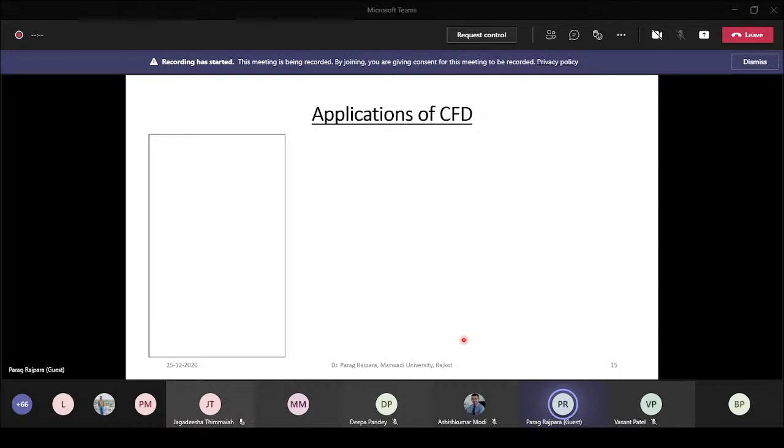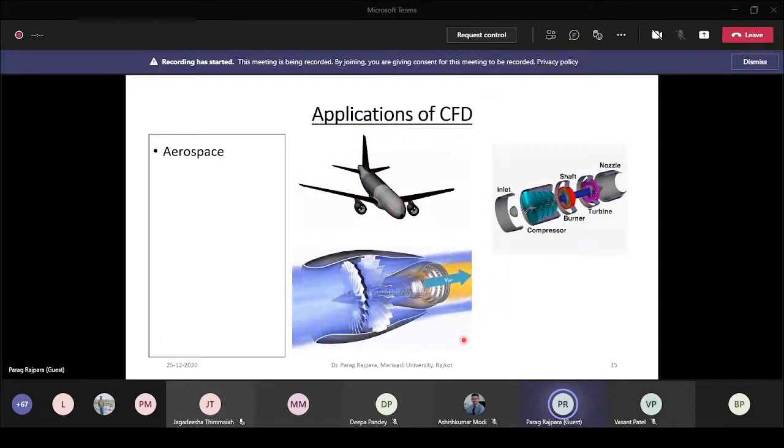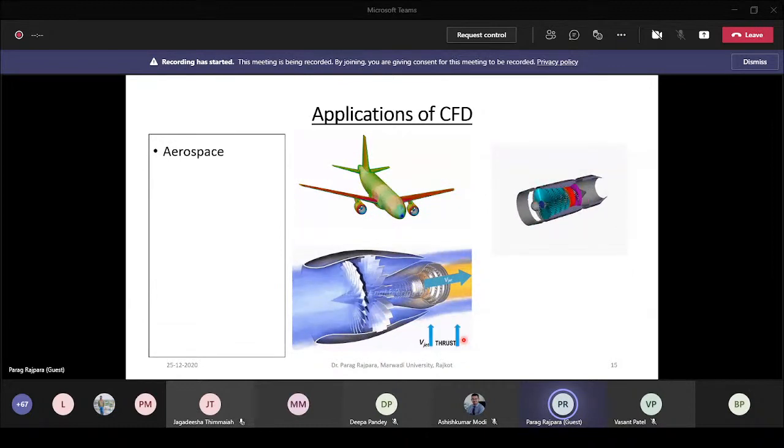Now, we are going to look into some of the applications of CFD, some of the interesting applications of CFD, in the next few slides. So let us see the first application, that is the application of CFD in aerospace. It is, we can say, one of the most common and traditional applications, right?